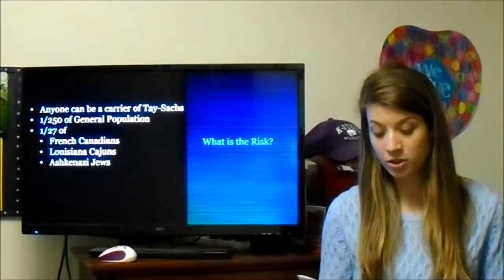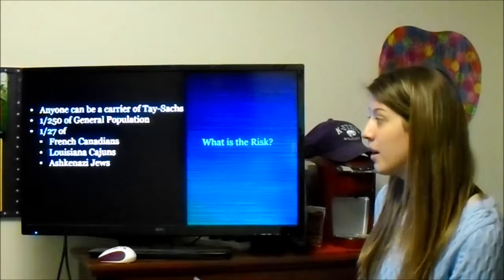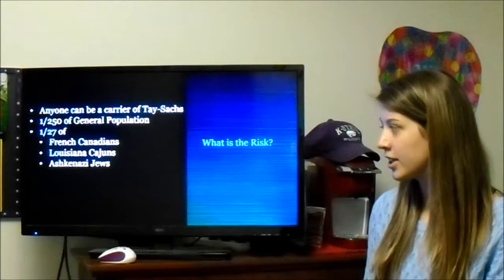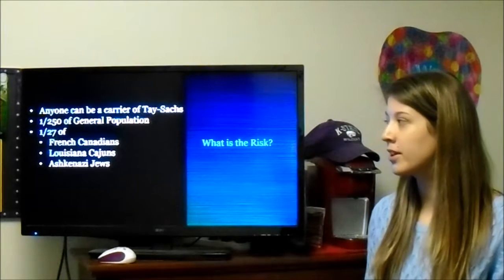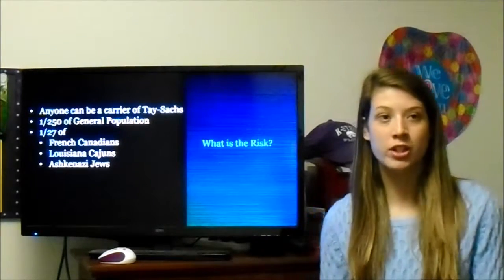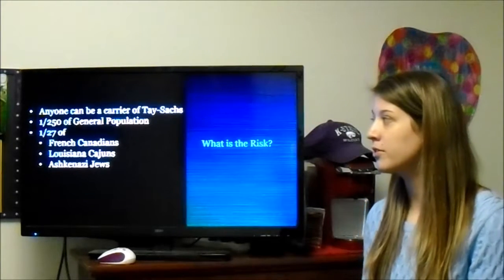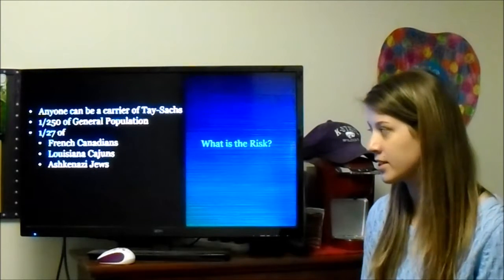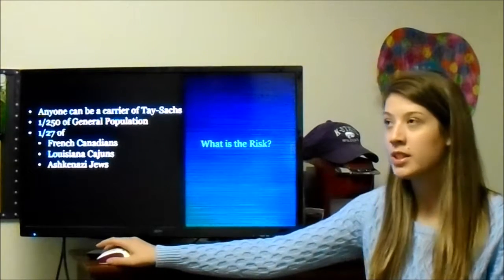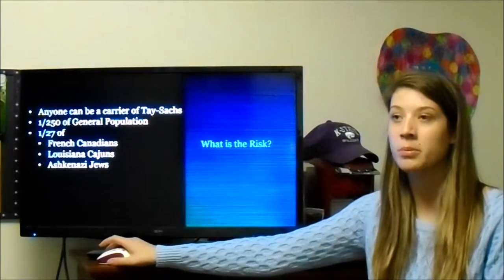It also affects the Jewish population more than the normal population. French Canadians, Louisiana Cajuns, and Ashkenazi Jews are 1 in 27 likely to get Tay Sachs. And the general population, such as me, is only 1 in 250 to be able to get Tay Sachs. It is a very uncommon disease, and you have to have 100% of the genes, so genes from both of your parents, to be able to get Tay Sachs.